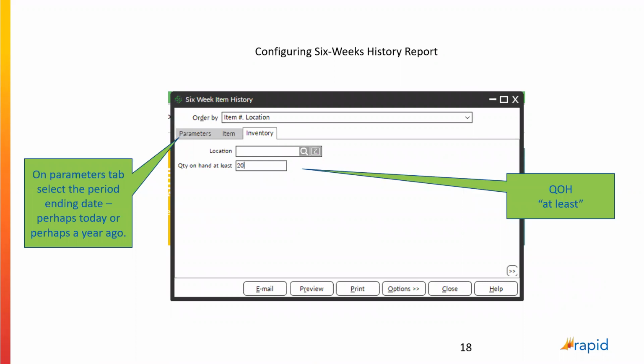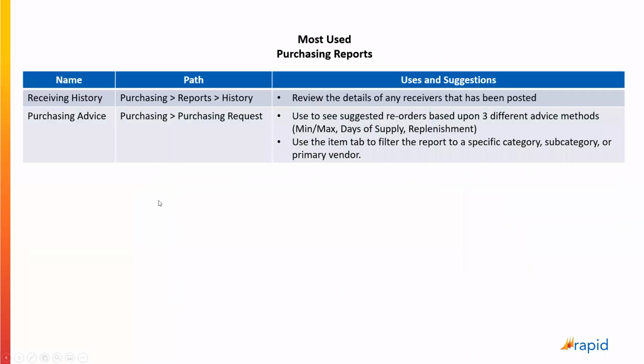How did I configure this one? Well, on the parameters tab is where I set my date period, whether I wanted it to be last year for this month or the current date for the last 6 weeks. Then I came over to this tab and set my quantity on hand to at least 20, because I know if I have 20 on hand that this is very likely a fast-moving item, and I want to filter to only see those fast-moving items. Those might not be exactly what you want to set on yours, but it gives you an idea of how we're using the filtering on this tab as well as the parameters tab in order to generate this report exactly how we want it to look.